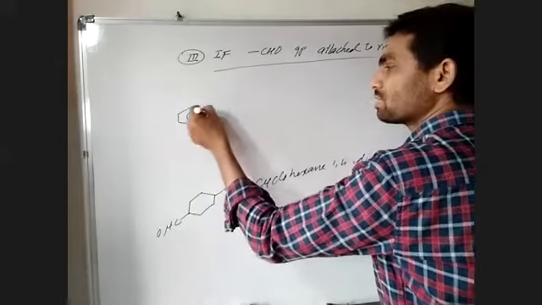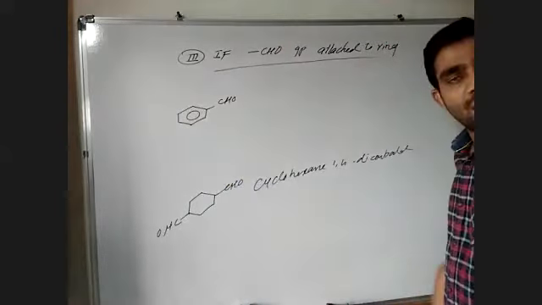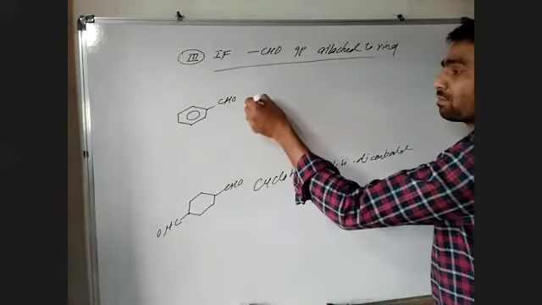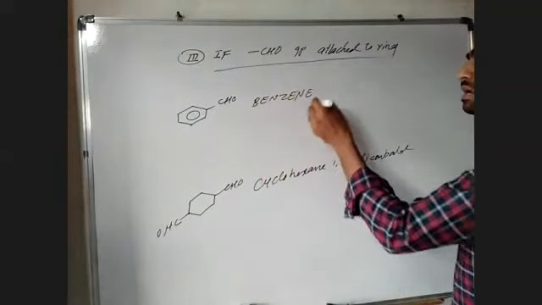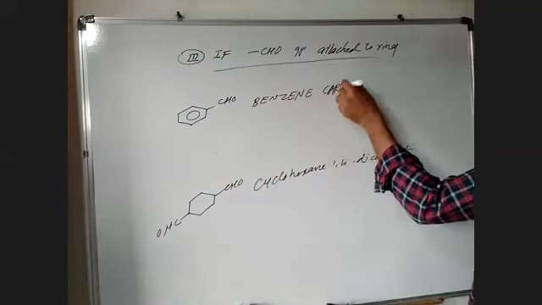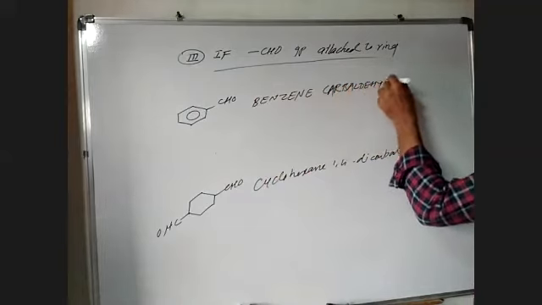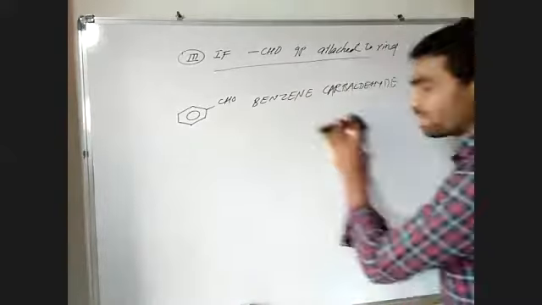It is benzene and CHO. The name will be this one. Take the name of benzene and write carbaldehyde. So I can write benzene carbaldehyde. This is the one name.